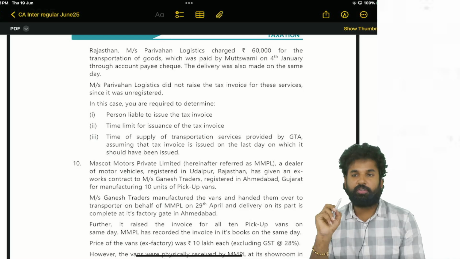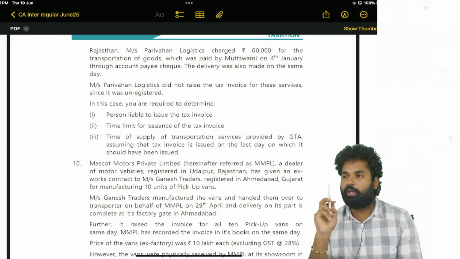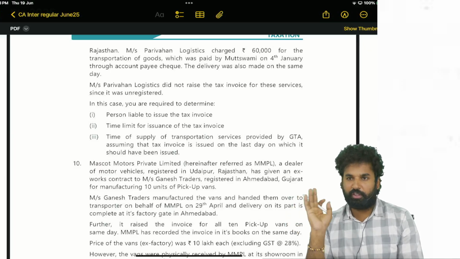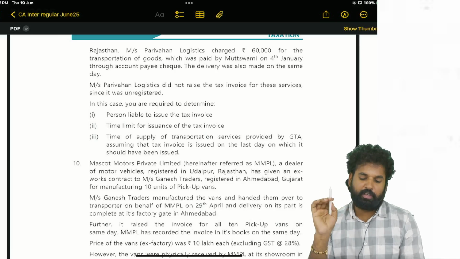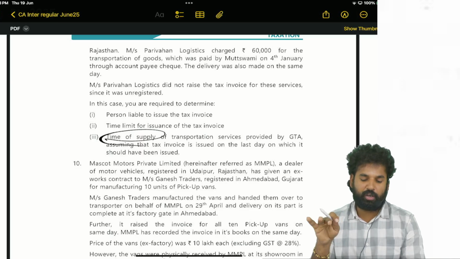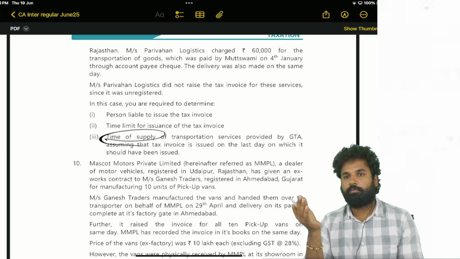Okay, time limit for issuance of tax invoice. This is a service. When the tax invoice shall be issued, before or after, but not later than 30 days. So that means from the provision of service, within 30 days it shall be issued. Time of supply for transportation of services provided by GTA, assuming that tax invoice is issued on the last day on which it should have been issued. Last day means what? 30th day. Okay, 30th day after provision of service.